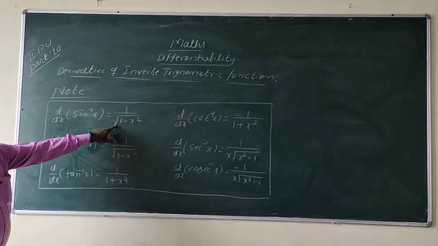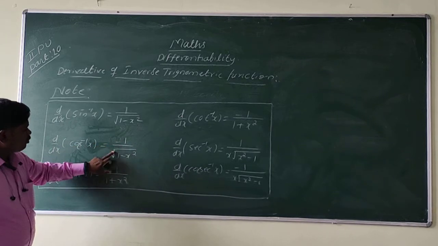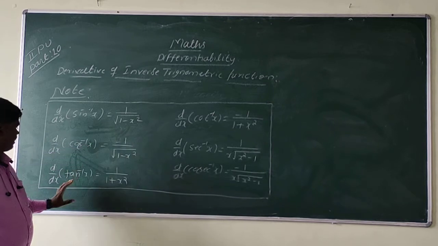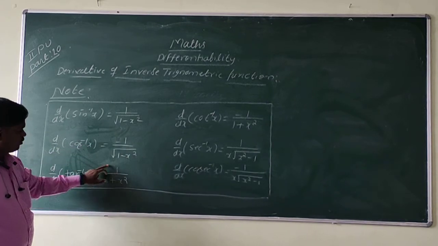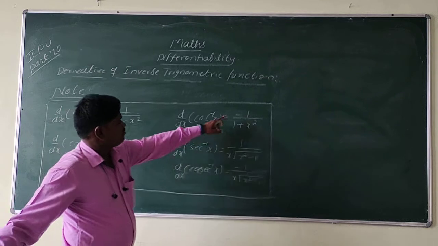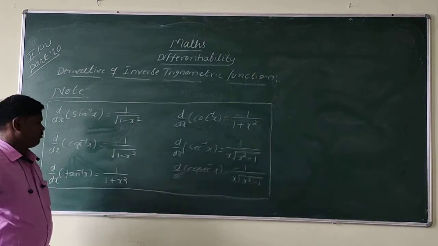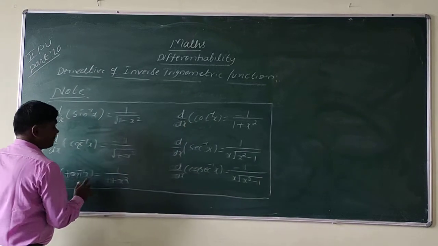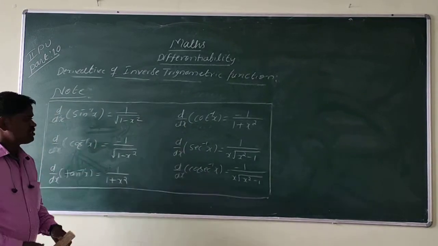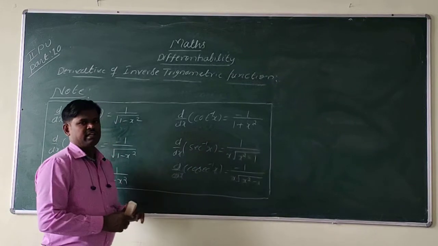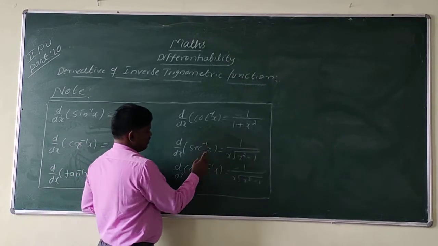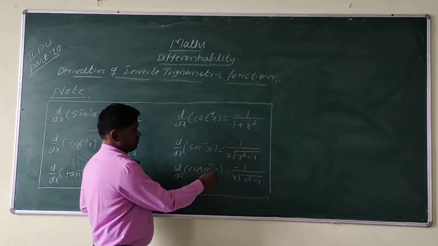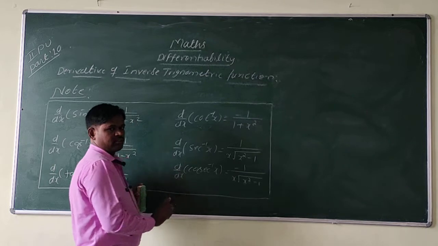The derivative of sine inverse of x is 1 by root of 1 minus x square, and of cos inverse of x is minus 1 by root of 1 minus x square. Observe carefully the difference between these two. Then tan inverse of x is 1 by 1 plus x square, and cot inverse of x is minus 1 by 1 plus x square. Carefully observe the difference between the derivative of tan inverse of x and cot inverse of x. Don't confuse them. Similarly, the derivative of secant inverse of x is 1 by x into root of x square minus 1, while for cosecant inverse there is a minus 1.